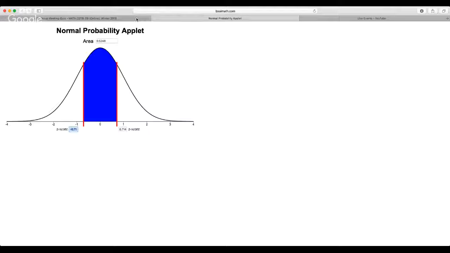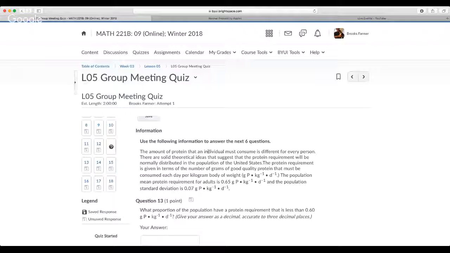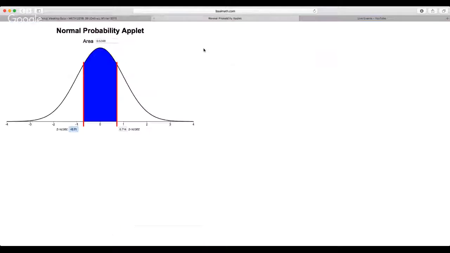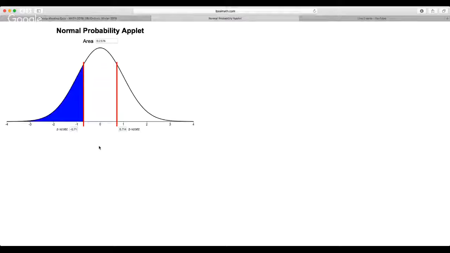Okay. And we're looking for the area, everything under that, right? What proportion of the population is less than? Yes. So does this look right in my applet? Let me look here. Negative 0.714. Yeah, that looks right.